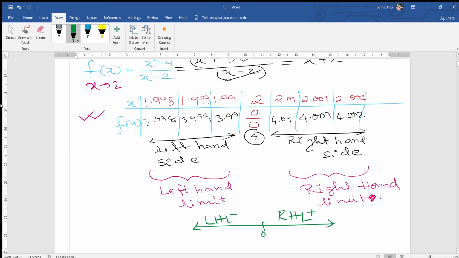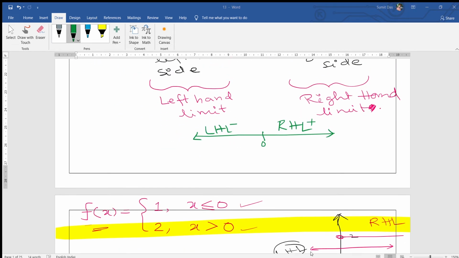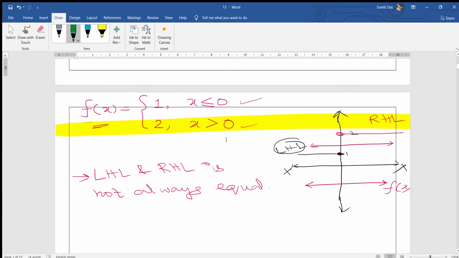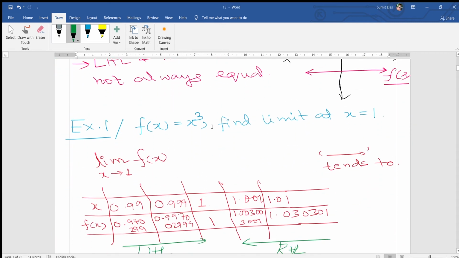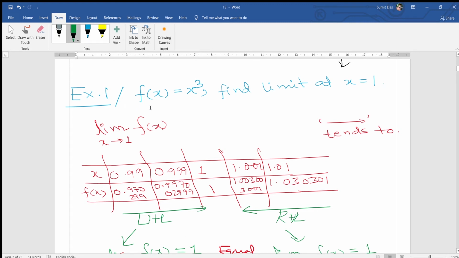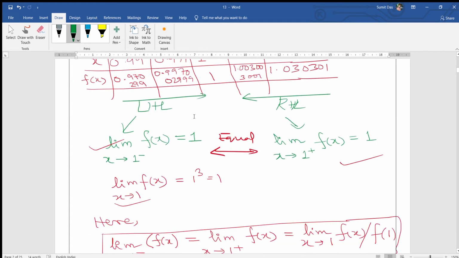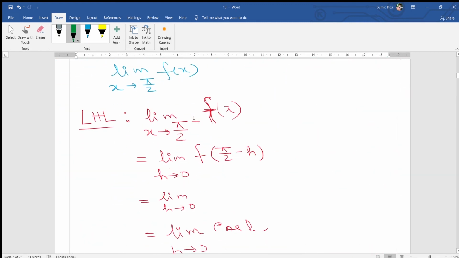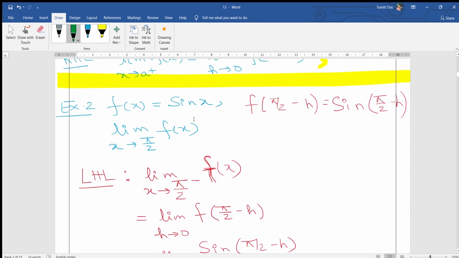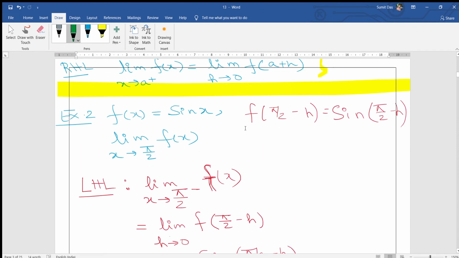Next part is how we have to approach the problems. We did one problem. Suppose f(x) is given; this question we will not do, we'll directly take example 2. You can see f(x) was given equal to sin x, and we have to find limit x tends to pi by 2 of f(x).